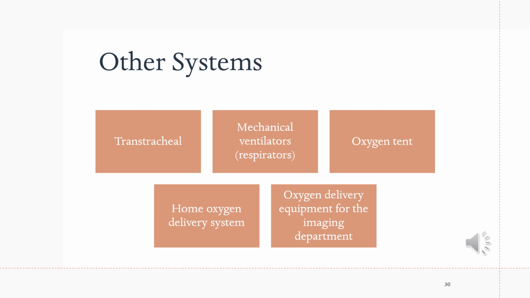Also, ventilators are used to keep patients breathing. You'll often see these in the ICU. Oxygen tents are used in small children and babies who may have a difficult time keeping an oxygen mask on or a nasal cannula in place. You may also have patients that come in with their own oxygen system that is portable and they carry a small tank around in a bag.